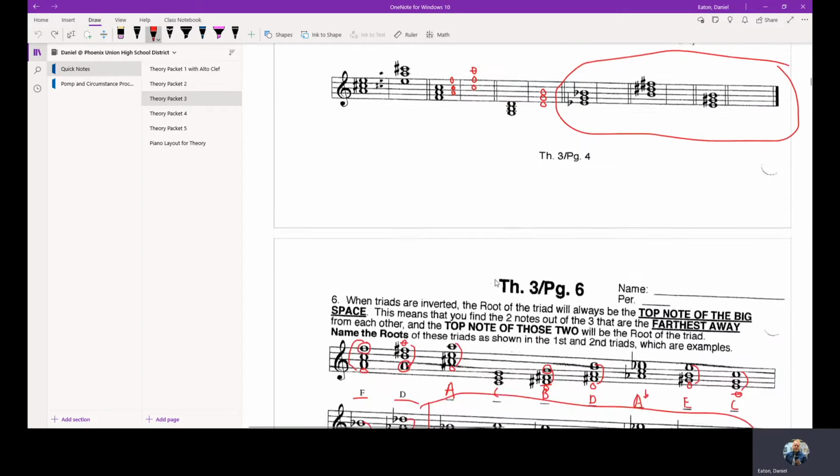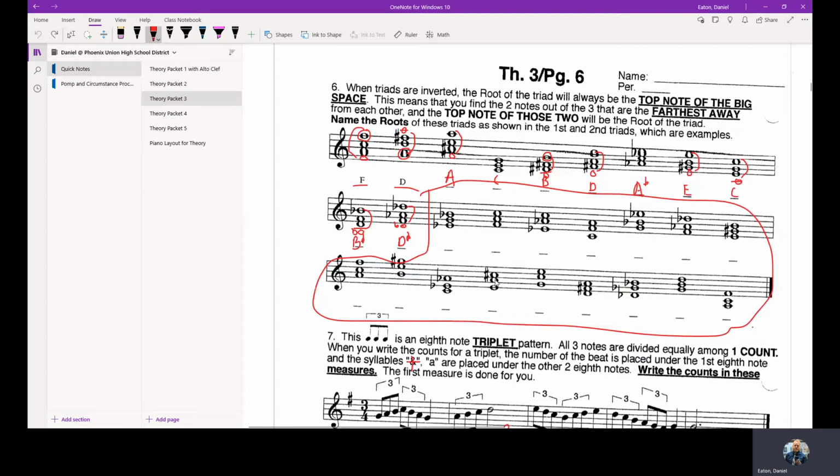Okay, all right. When triads are inverted, the root of the triad will always be the top note of the big space. Okay, so again, this is not the greatest way, I don't think, of describing it. My method for doing this, let me pick one. Let's pick this one right here, nice and easy. So we're in treble clef. We've got a G, a C, and an E.